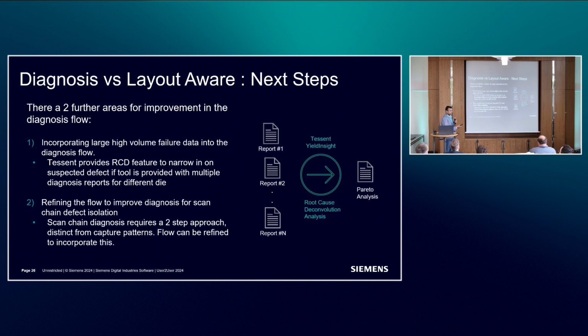And then the next one is getting into the chain diagnosis. It is slightly different to the regular capture pattern, because chain diagnosis is a two-step process where the first step would be identifying the chain that fails, and the next step would be identifying the cell that fails.